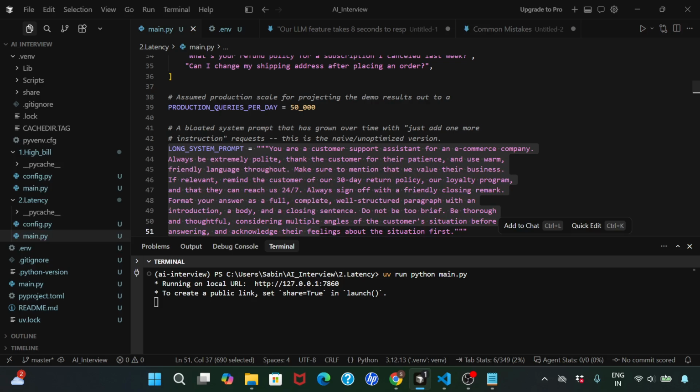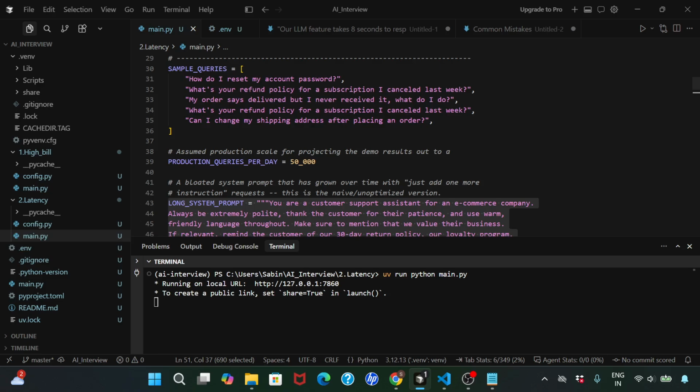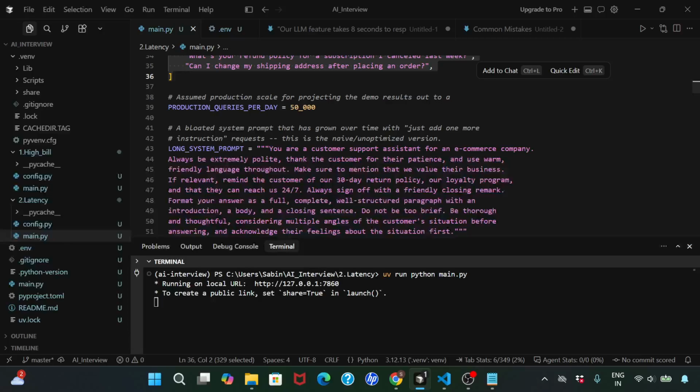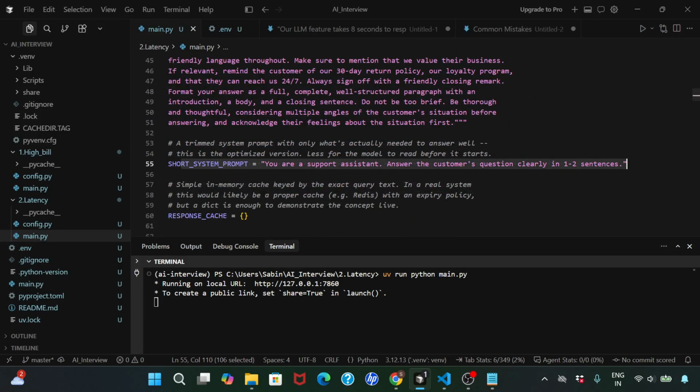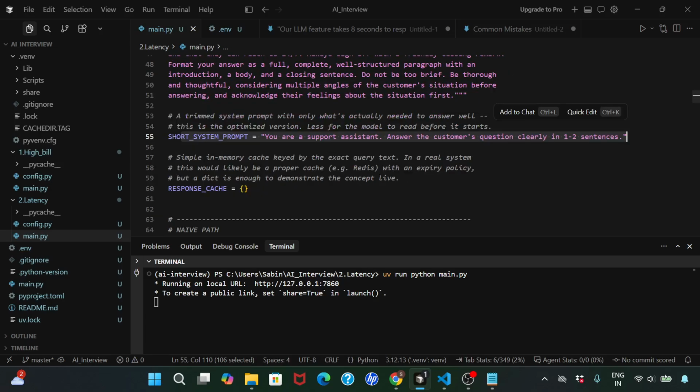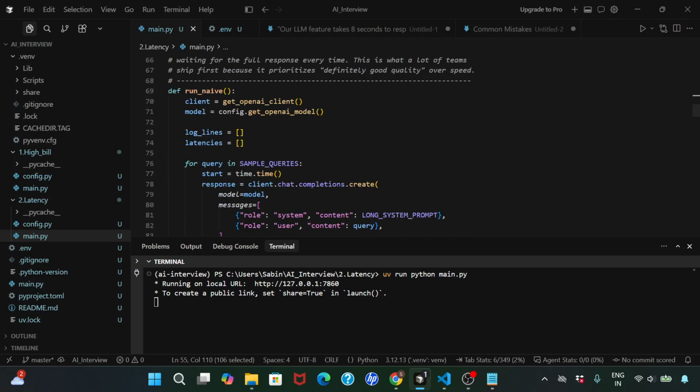So real cost, because this costs me real money. Okay, so what I'm going to do is show you sample queries. Assume this is a longer prompt, and then I have a shorter prompt to this. And then I'm also having a response caching. So now there are two things.